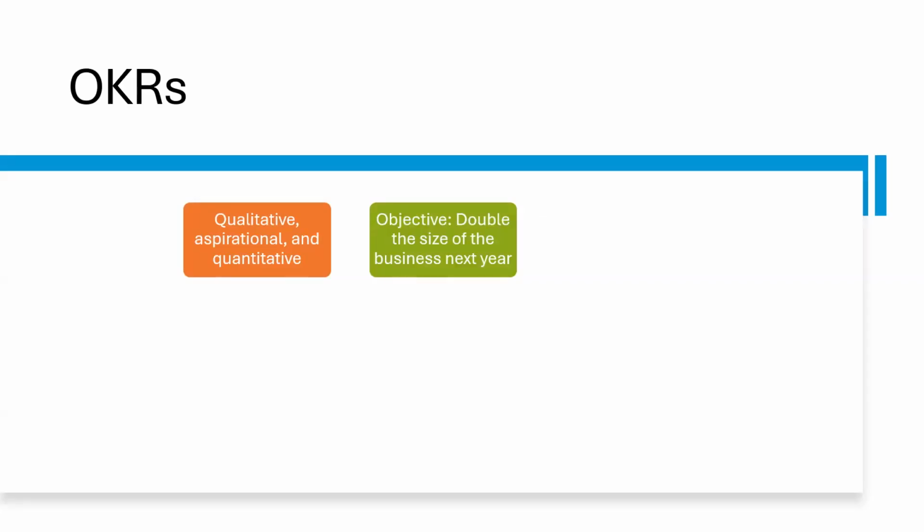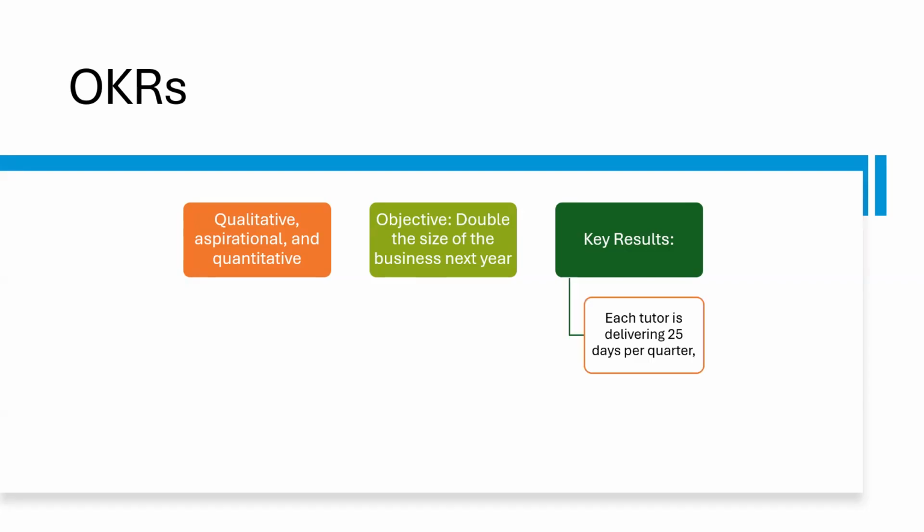Now, our key results, the next bit, I suppose the tangible metrics. So this is where we go to quantitative to show that we're on track. So our key results might be, okay, and these would be things that we would check in on, say, at the end of quarter 1. Each tutor is delivering 25 days per quarter. That's great. That would mean that we are on track to achieving our goal. But also that we identify 10 new business leads per month. There we go, bit of autocorrect there, you've got to watch out for that bad boy. So we identify 10 new business leads per month.